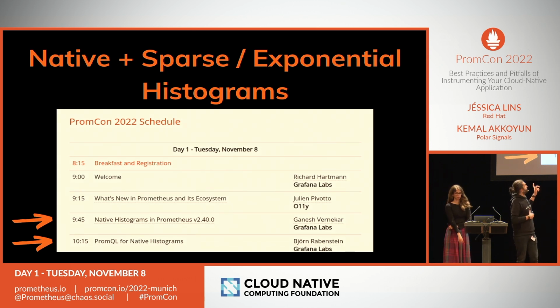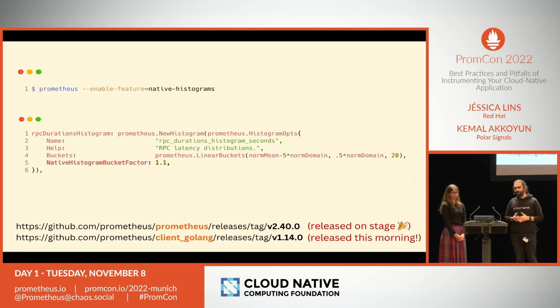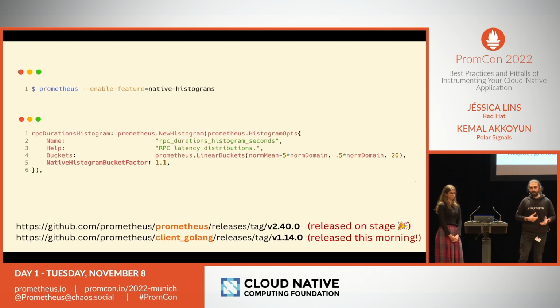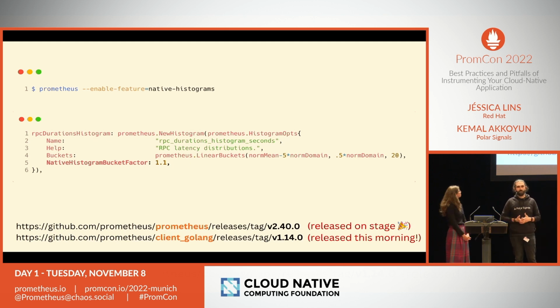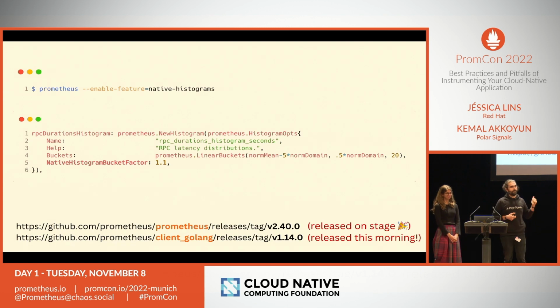With the naming, there were a lot of names around: native, sparse, exponential. Right now we call them native histograms. We've already seen similar things, but this is how you enable it from the Prometheus side: you need to pass that flag. From the client Golang side, you need to pass a histogram option and specify that factor. We've seen that Prometheus is released on the stage, and this morning we also released client Golang, so you can start experimenting with that.